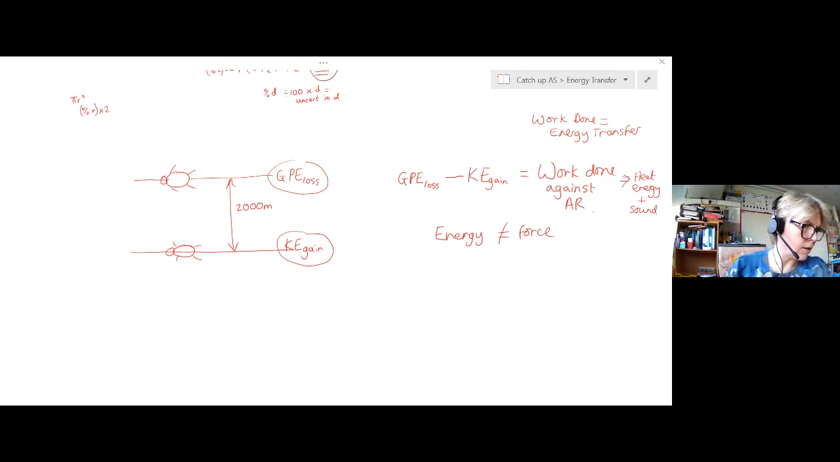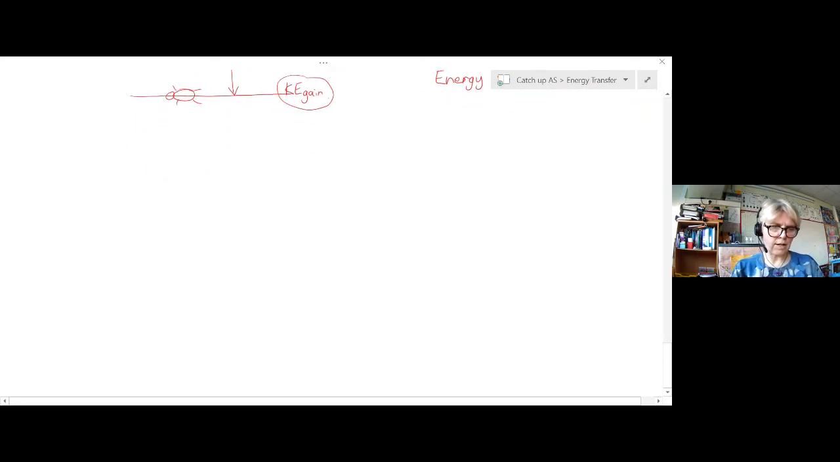Right, okay, yes. Oh, I'll do that if I've got enough time. I want to give you another example. Another example of a stretched spring.